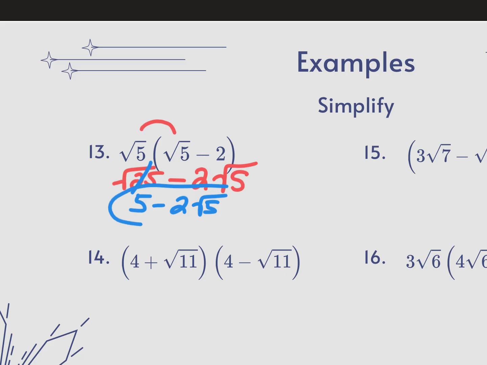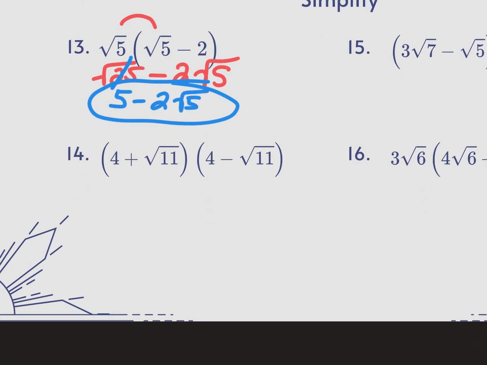Can I simplify that anymore? No. Do they have the same radical last name? They do? They both have a square root of 5 at the end? That's like saying 5 minus 2x. You guys would say, oh, no, you can't do anything else. Same thing. You can't do anything unless the radicals behind it are exactly the same.